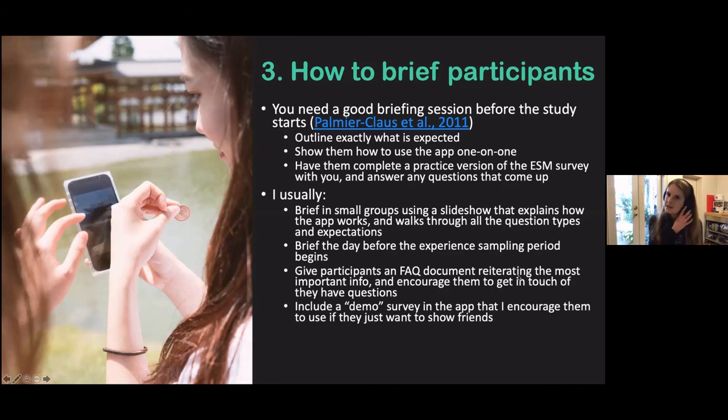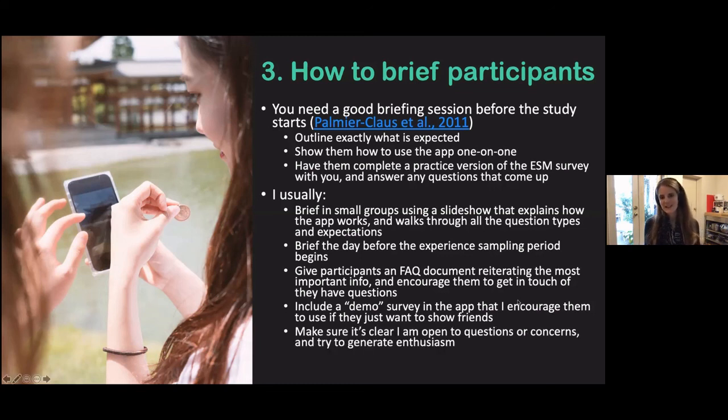And usually ESM survey apps allow you to include a demo survey or an example survey in your application. And so I direct them to that and say if they do actually want to go through their survey and show it to their friends, which sometimes they do, particularly if you're assessing first-year research participants who might want to refer their friends into your study, make sure you do it in that demo survey. You don't want them to have their friends actually filling out data for you.